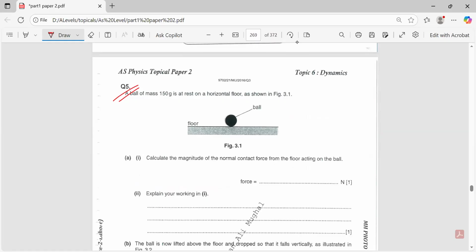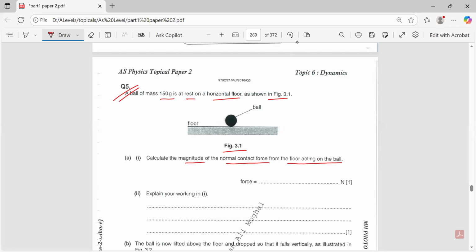So everyone, please see question number 5. Let's see how we are going to discuss this question. Question 5 says that there is a ball of mass 150 grams. It is at rest on a horizontal floor as shown in figure 3.1. Question says calculate the magnitude of the normal contact force from the floor acting on the ball.